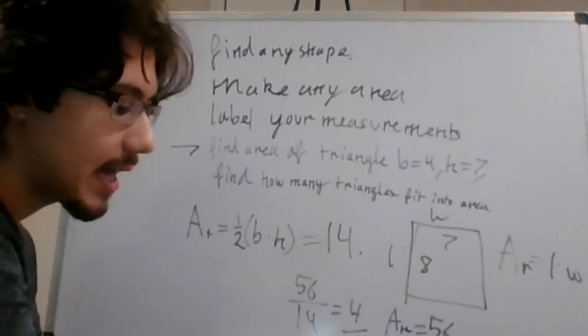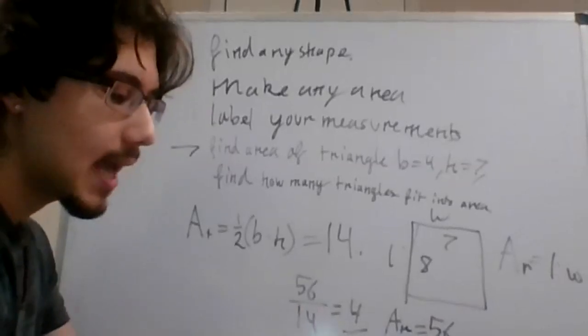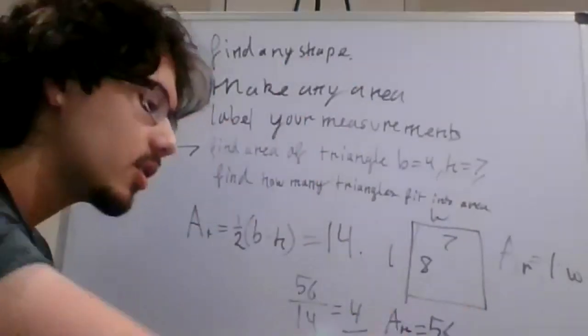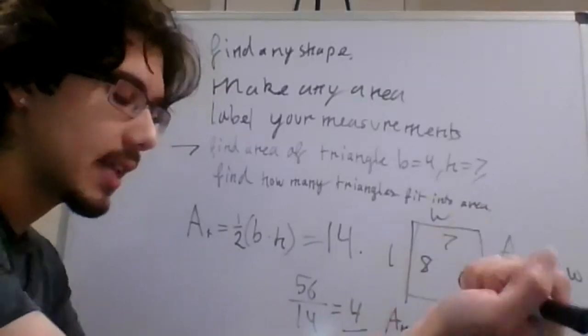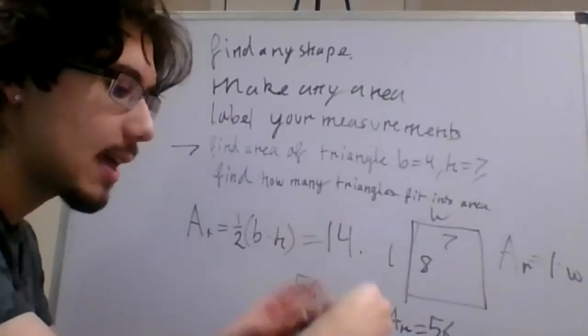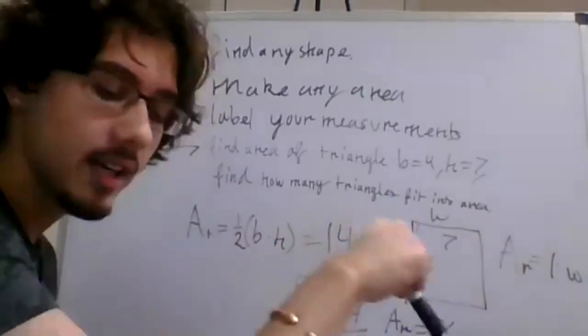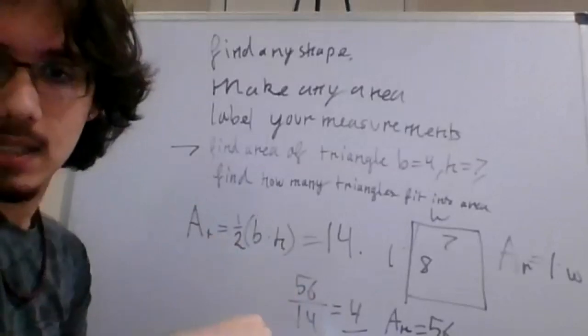This would be like melting cookie dough and putting it into a cookie cutter. That's how you get the shape out. You need a certain amount of material, and that material fills up a certain amount of area. Very good, Mr. Nathan.